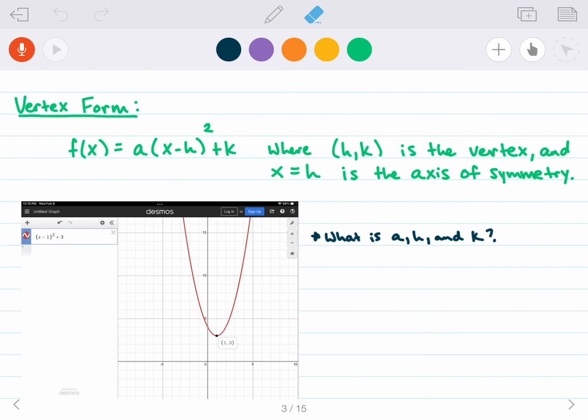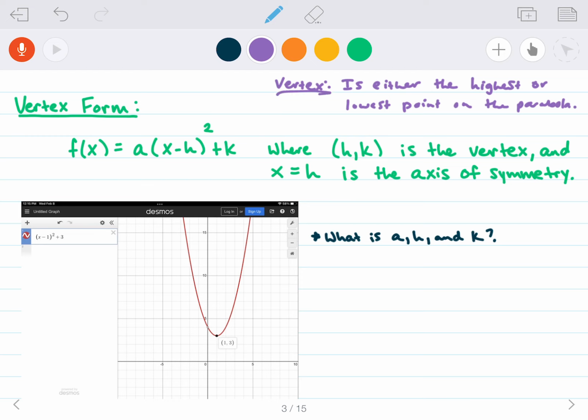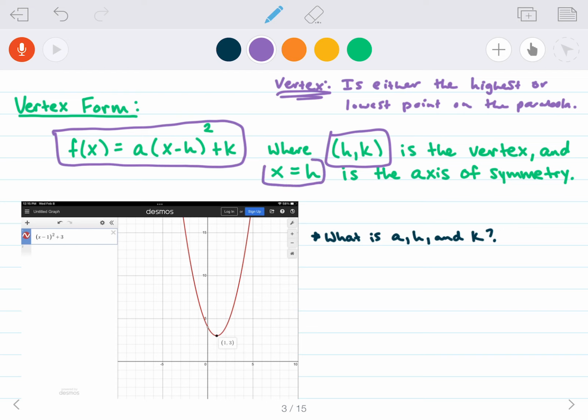The next type of form that we're going to look at for quadratics is called vertex form. And vertex form gives us the vertex, which is either going to be the highest or lowest point on the parabola. So let me write that out. So the vertex is either the highest or lowest point on the parabola. All right. And this is the form. It's a, where a, again, is going to tell us whether it opens up or down, depending on if it's positive or negative, times x minus h squared plus k. And the ordered pair h comma k is the vertex, and x equals h is the axis of symmetry.